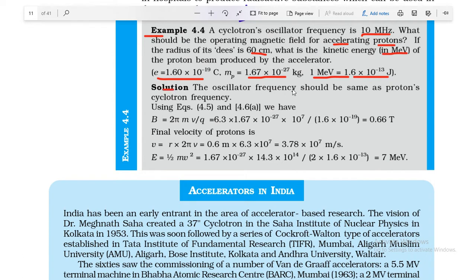The oscillator frequency should be the same as the proton's cyclotron frequency. This is the condition for working of a cyclotron. It means this is the resonance condition. In this condition, the frequency of the oscillator must be equal to the proton's frequency. So in this case, you can write B is equal to 2 pi m v by q.